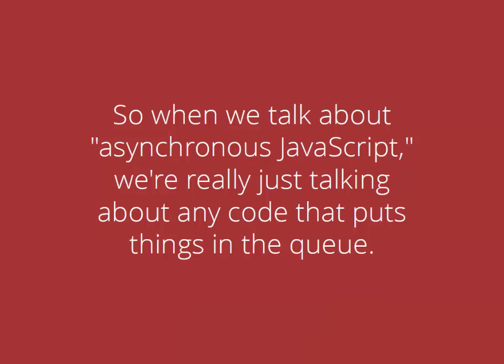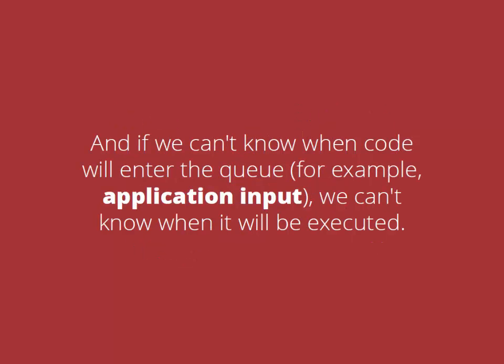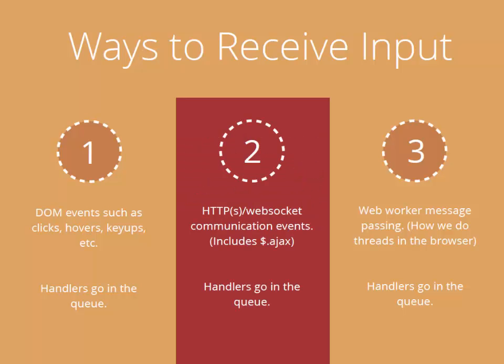The queue matters because anytime your program receives input, JavaScript has to put that into the queue. So when we talk about asynchronous JavaScript, all we're really talking about is code that puts things into the queue. And if we can't know when code will enter the queue, for example, anytime your application gets any kind of input, then we can't know exactly when it's going to be executed. So what are some ways applications can receive input? We just talked about DOM events like clicks, there's hovers, key ups, that sort of stuff where the handlers go in the queue. HTTP or WebSocket communication events, that includes anything that says AJAX in it from any library. Those handlers are going to go into the queue.